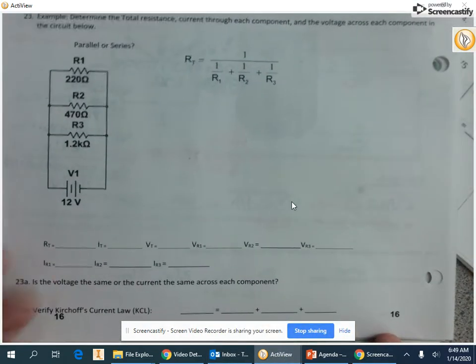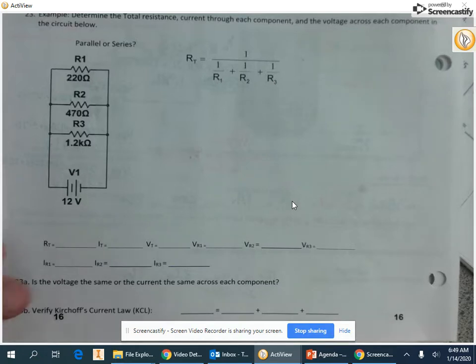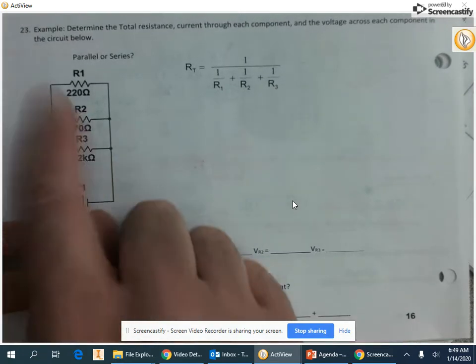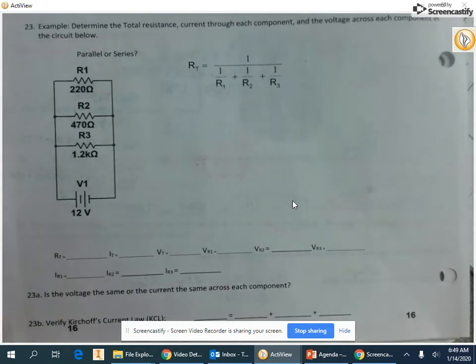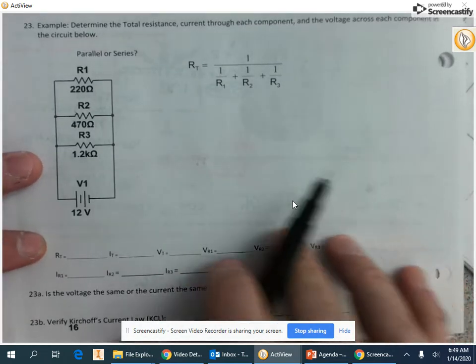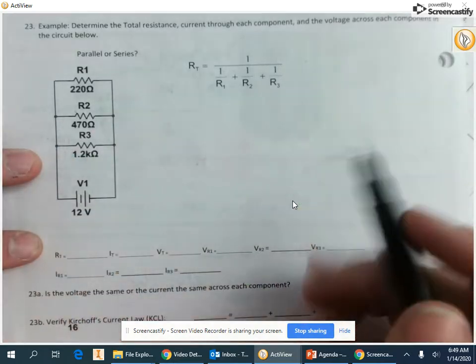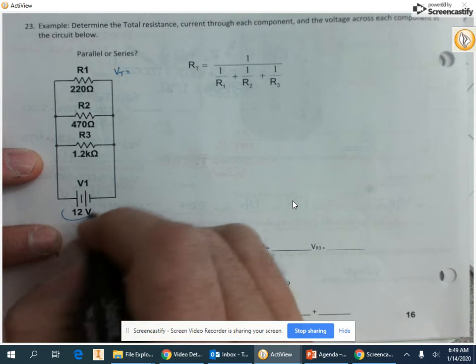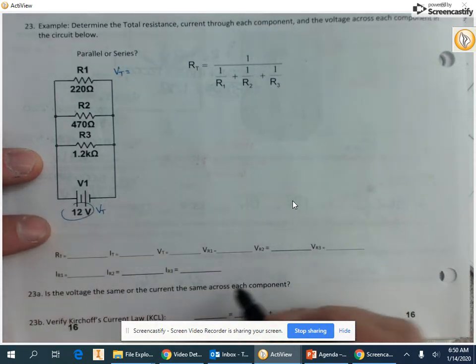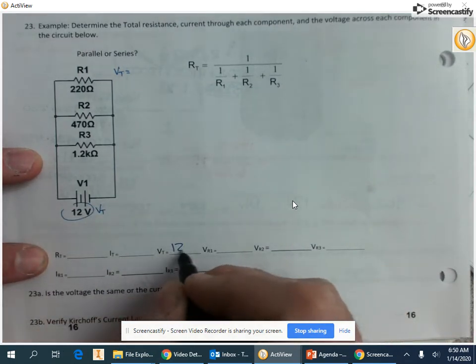Now that we've done a series circuit, we're going to take a look at a parallel circuit. I have a different way that I like to do these, but we'll look at both ways that you can do them. So the first thing we want to look at is our total voltage, and voltage total is given to us here. That's my VT. So I've got 12 volts to start.